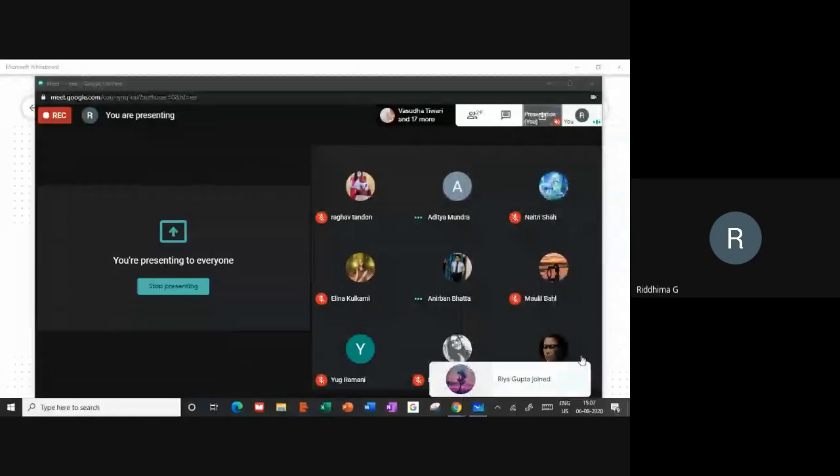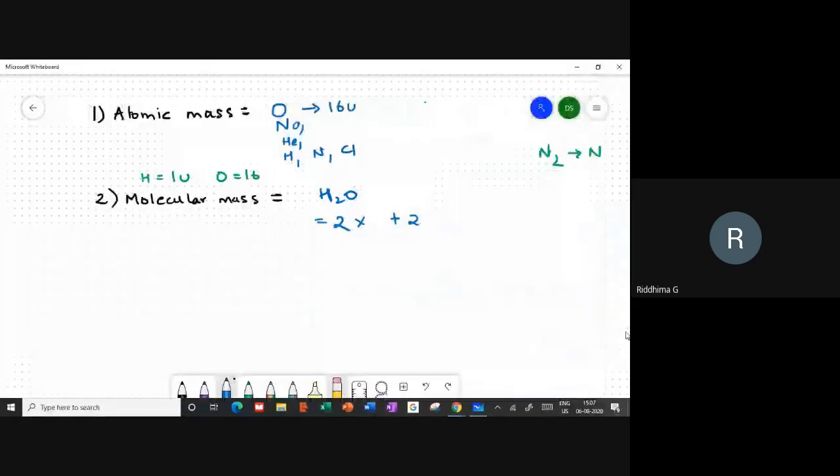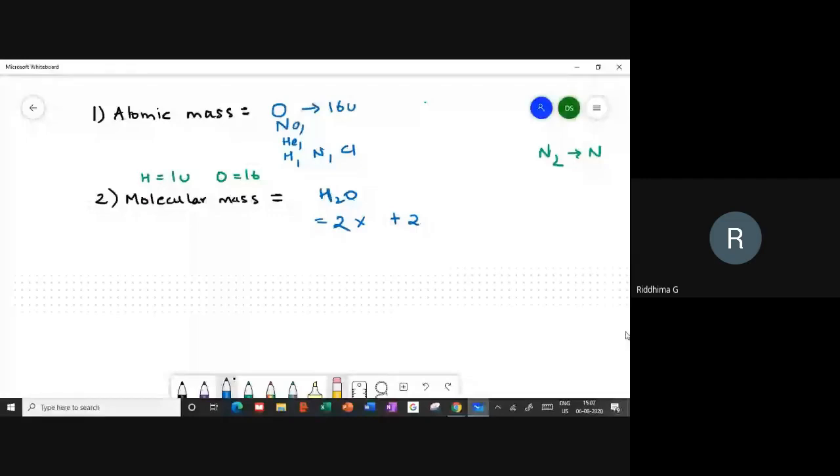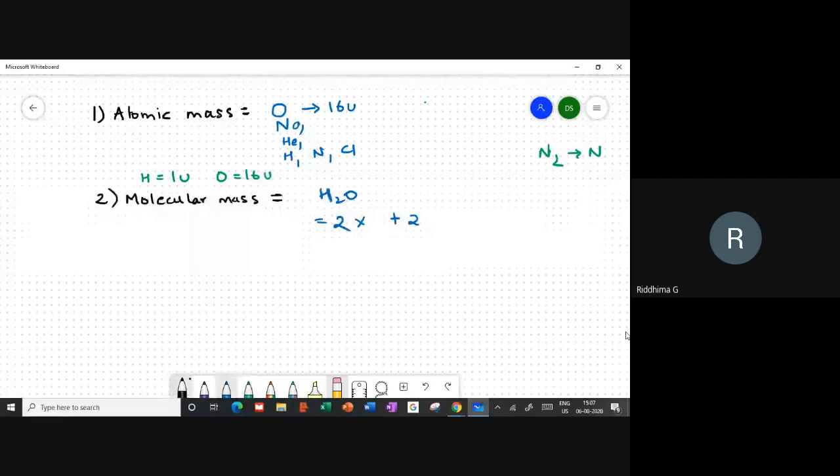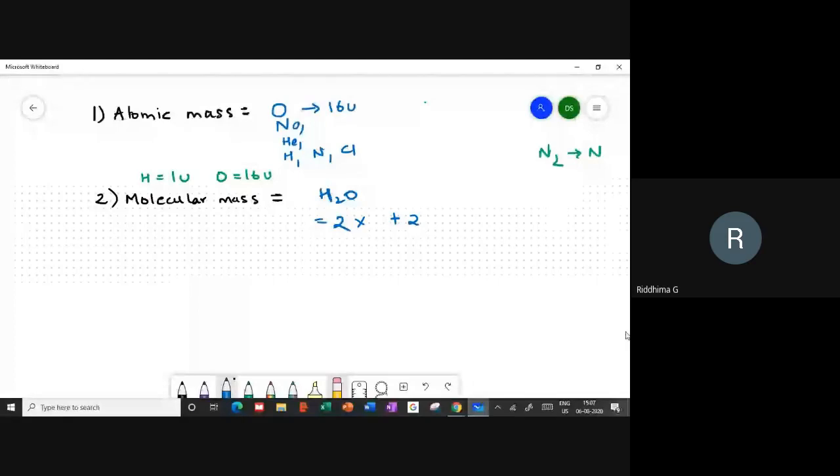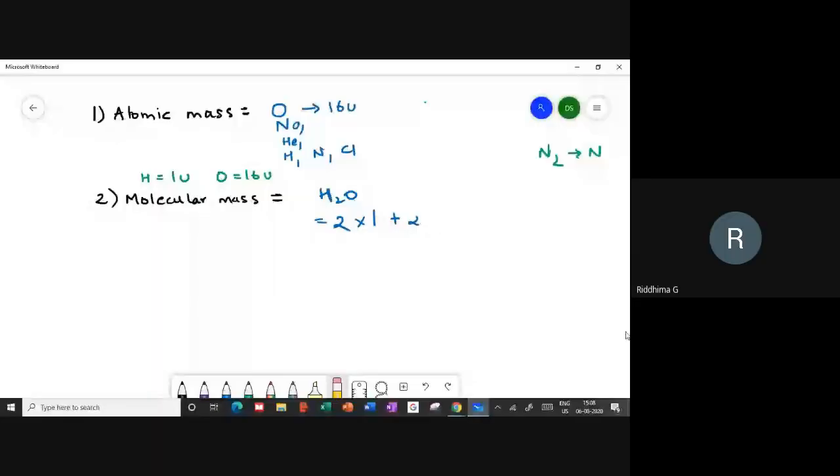Okay, so I was talking about molecular mass. In the question generally they give you the atomic mass, like the atomic mass of hydrogen is 1U and oxygen is 16U. And they'll ask you to calculate the molecular mass of water. So in that you multiply: it's H2, so you need to take into consideration both atoms of hydrogen which make up the hydrogen molecule. So 2 times 1 plus 16, right? So 18.